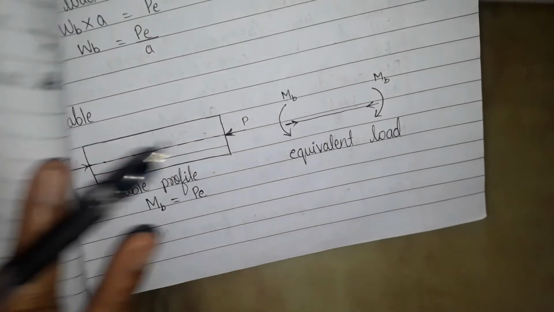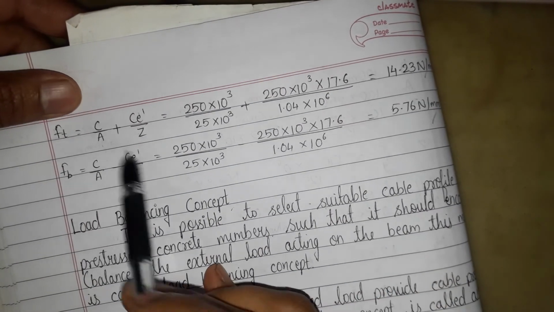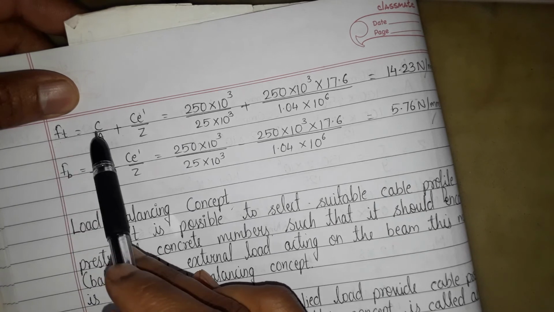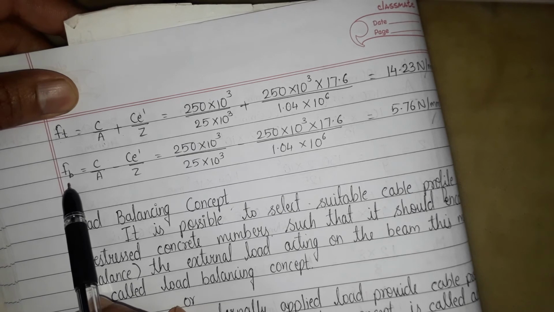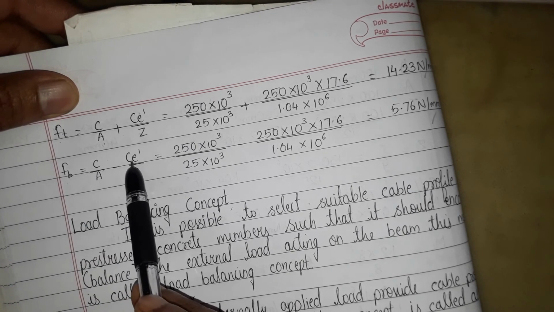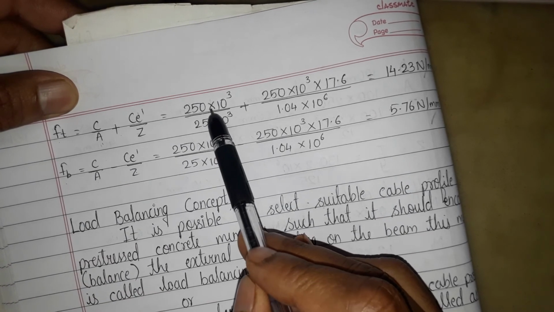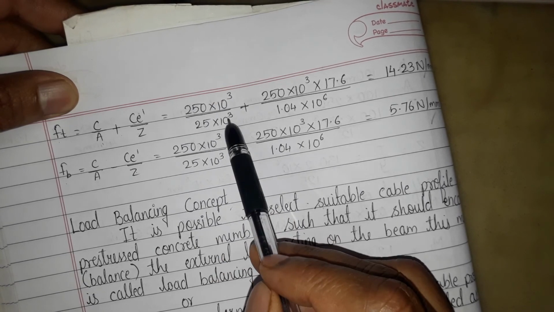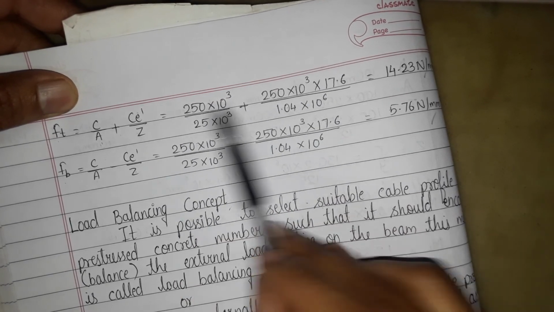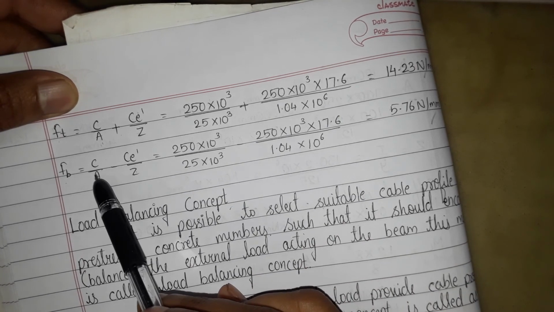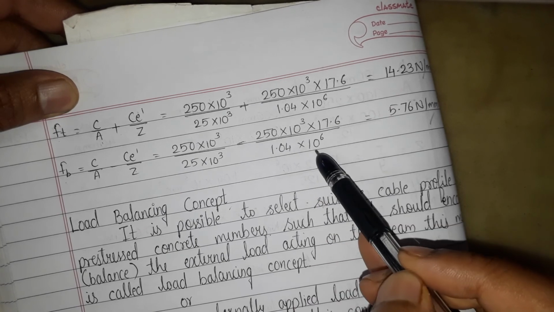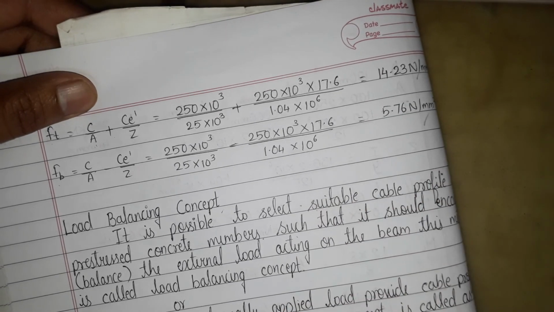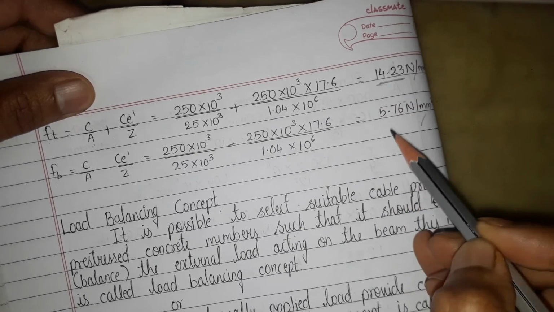So we will substitute back in the formula of the strain concept. This is the formula for the strain concept. For the top fiber, C by A plus C e dash by Z, and for the bottom fiber, C by A minus C e dash by Z. So C, that is the direct stress P by A, you have to do plus C into e dash by Z, and for the bottom fiber C by A minus C e dash upon Z. So we will get these two values as 14.23 and 5.76.